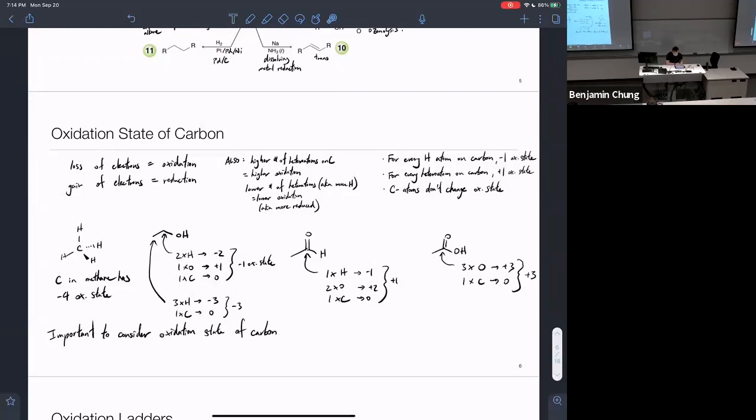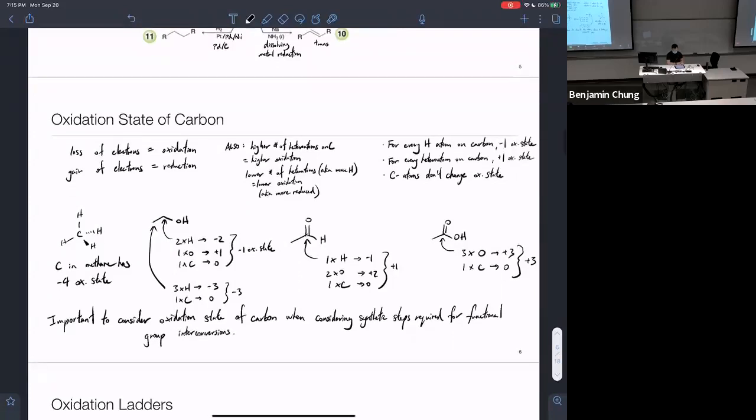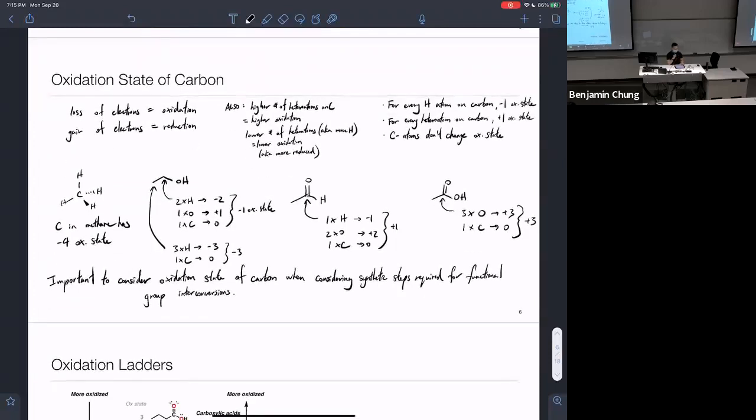1, 2 means that there's 2. 1, 2, 3, 3 oxygens. Any questions on this so far?